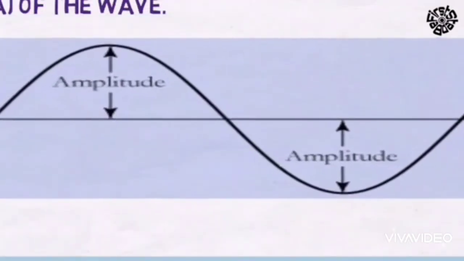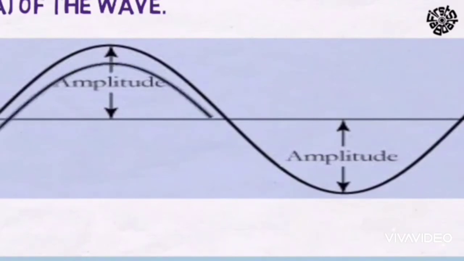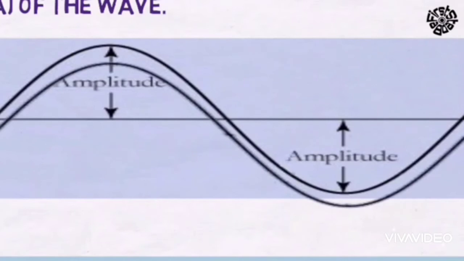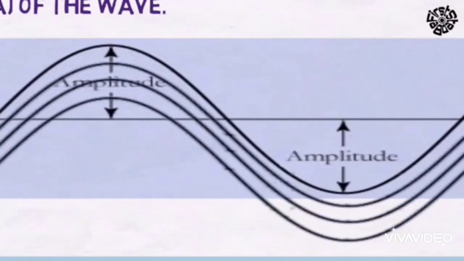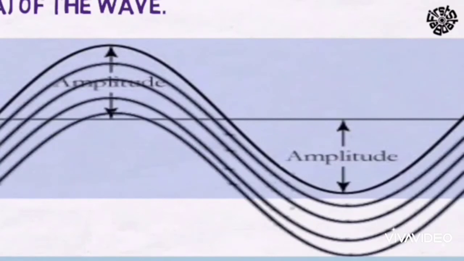So here you can say that the maximum displacement of the bob on either side from its mean position is called its amplitude, and it is measured in meters. Clear?